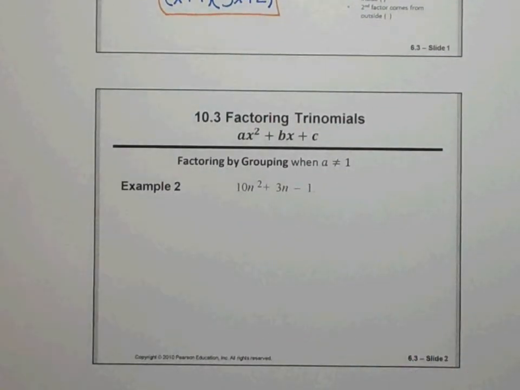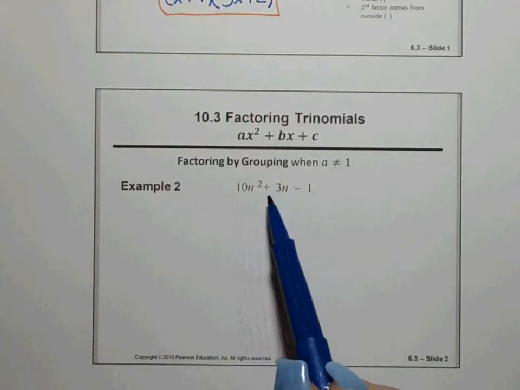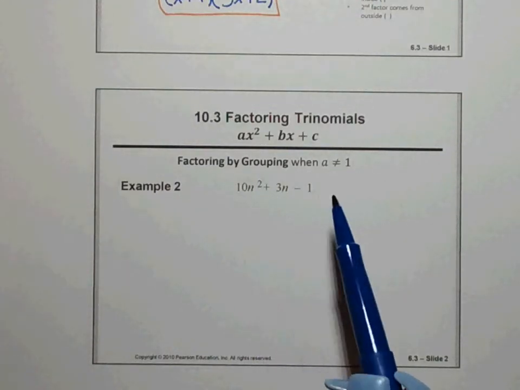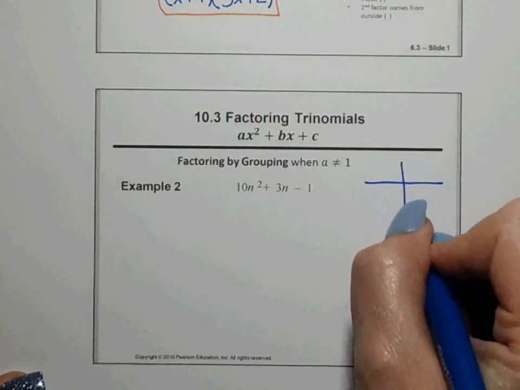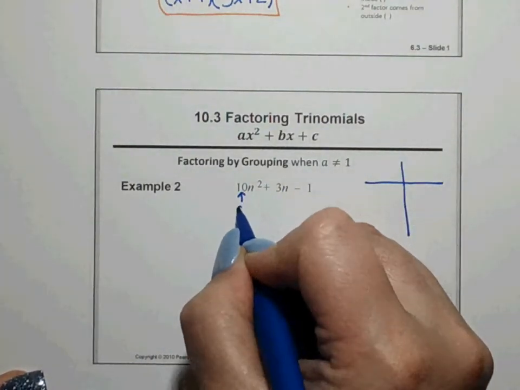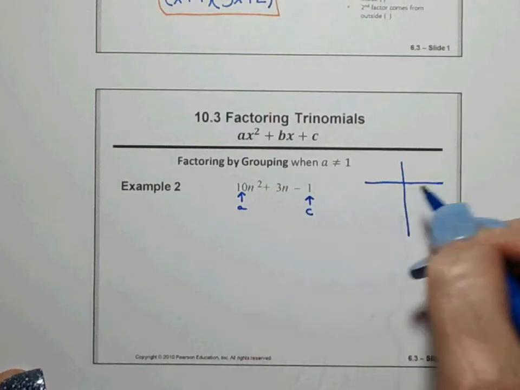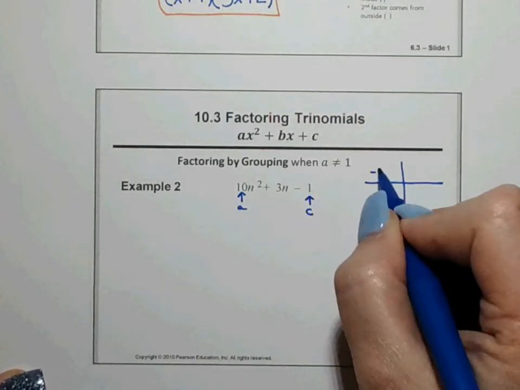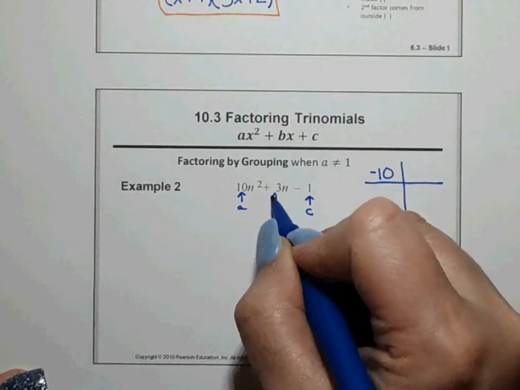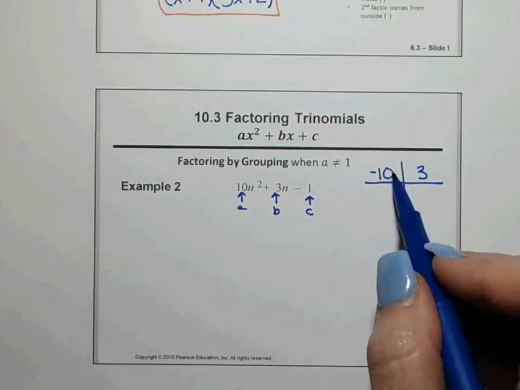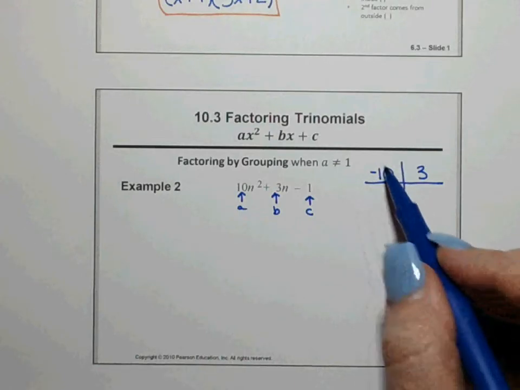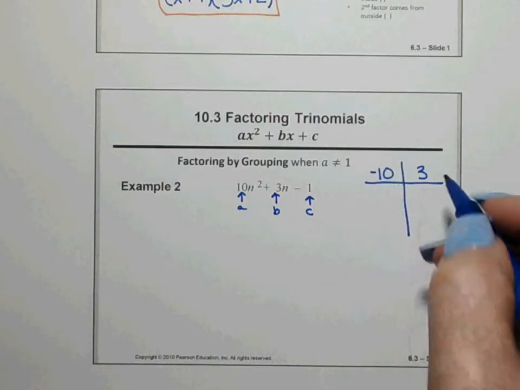So same thing, I want to check and make sure that I don't have a GCF that I can factor out. I don't. So what I want to do now is multiply my A and my C together. There's my A, there's my C. So 10 times negative 1 is going to give me a negative 10, and my B is a 3. So I'm going to write down my factors of AC that will add up to B.